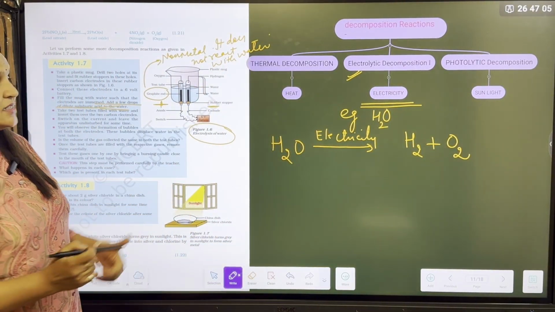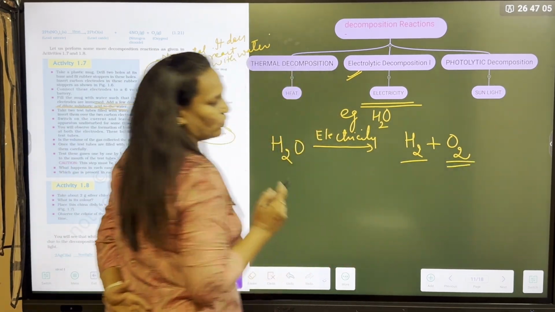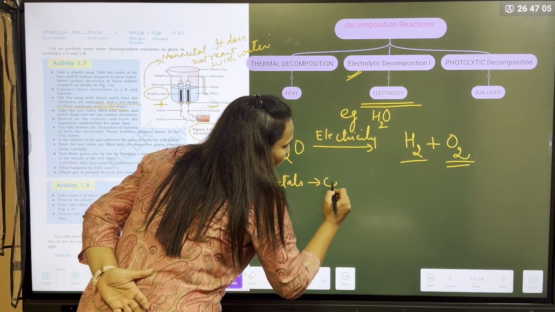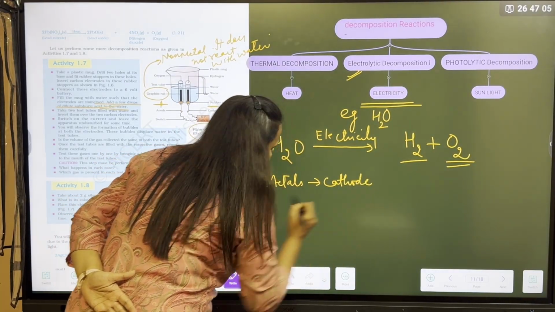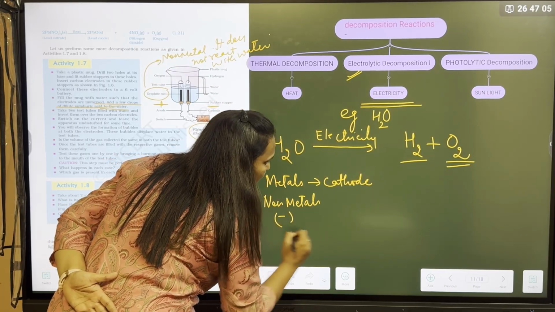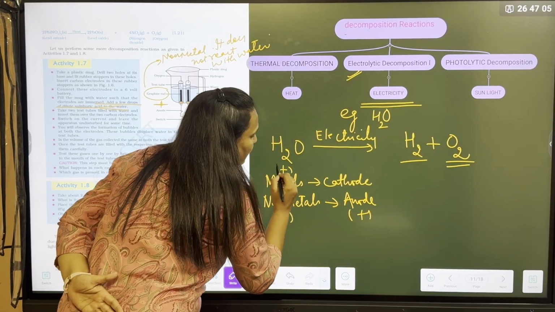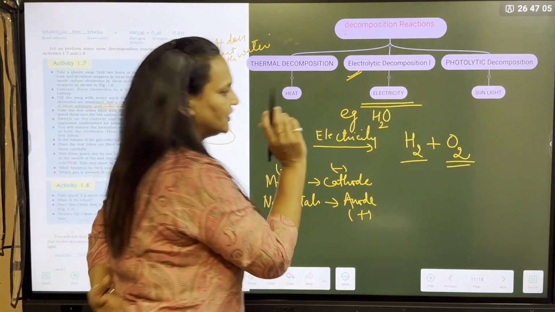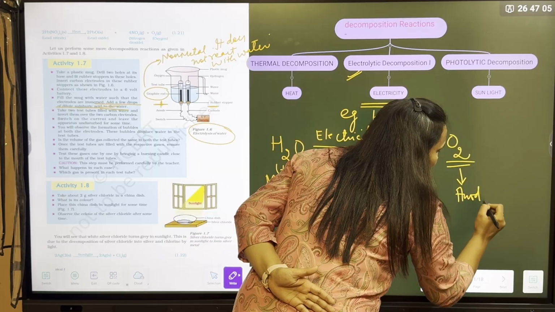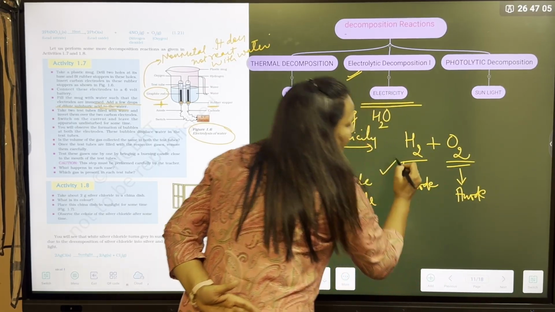Now the question arises: will the hydrogen go to the anode or cathode, and will oxygen go to the anode or cathode? How do we remember? Always remember, metals go towards the cathode and non-metals towards the anode. Non-metals are negative, so they will go towards the positive. And metals are positive, so they will go towards the cathode. Oxygen is a non-metal, so it will collect at the anode, whereas hydrogen will collect at the cathode. Okay, so the first part is done.